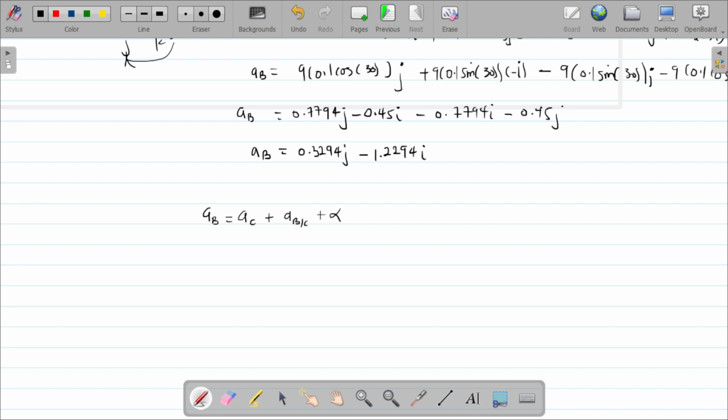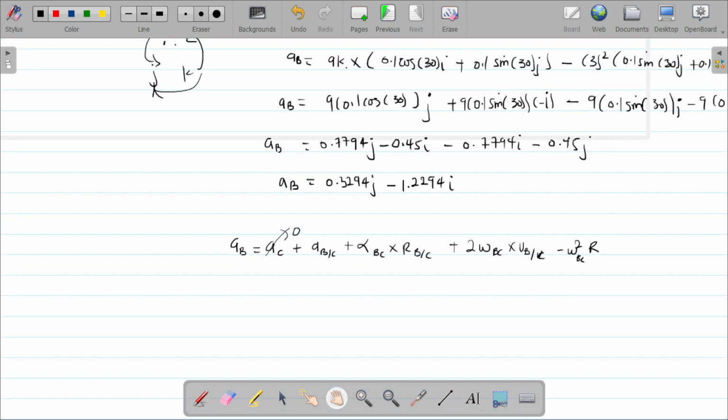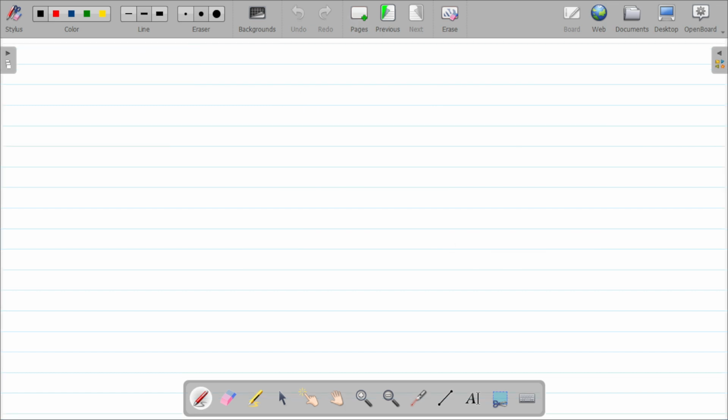plus the angular acceleration of BC cross R of B with respect to C, plus 2 angular velocity of BC cross the velocity of B with respect to C, minus omega squared r. This is omega BC. All right, so first off, C is a fixed point, the velocity is 0. The acceleration of B with respect to C we don't know.